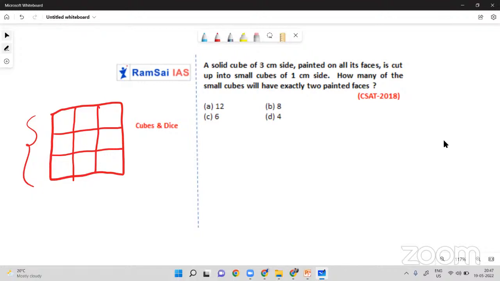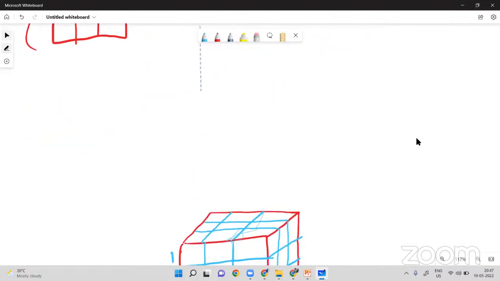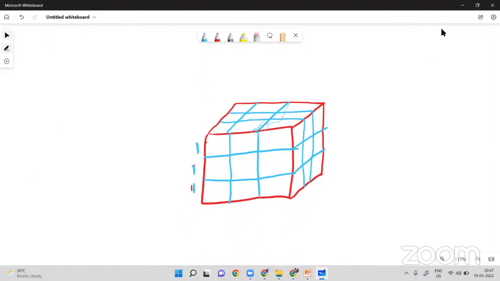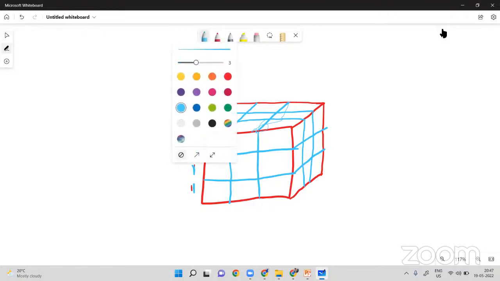So how many small cubes will you get? From this big 3 by 3 cube, if you cut it into each piece, how many pieces will you get? 3 into 3 into 3. Yes or no? 1, 2, 3, 4, 5, 6, 7, 8, 9. 9 threes are 27. So 3 cubed is nothing but 27. 27 small pieces you will get if you cut them. Yes or no?